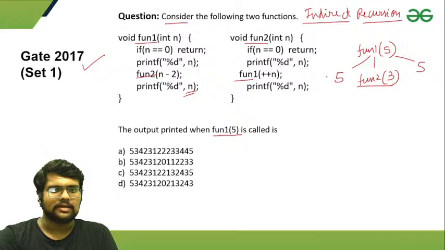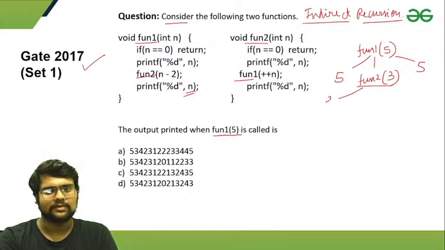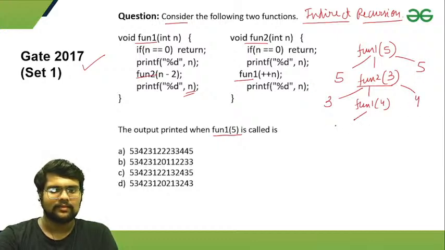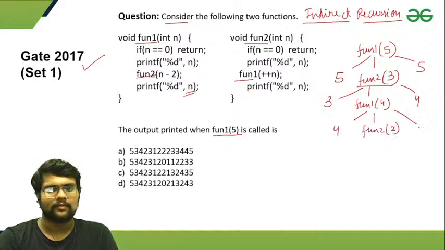Then when fun2 is called, fun2 will compare 3 with 0. 3 is not equal to 0, so it will print the value 3. Then it will increment the value of n, so n will get incremented to 4. So fun1 of 4 will be called. And here when we print n, it will be 4. Again 4 will be printed and fun1 of 2 will be called, and 4 will be printed here again. And in this, 2 will be first printed and then fun1 of 3 will be called.